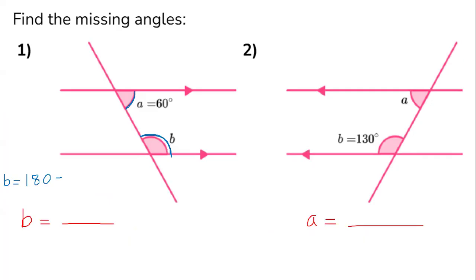minus what? Minus 60 degrees, which gives us what? What did y'all get when you subtract 180 minus 60? You get 120. Where's Carly C? Very good, I see your answer in the side of the chat. So B is equal to 120 degrees.